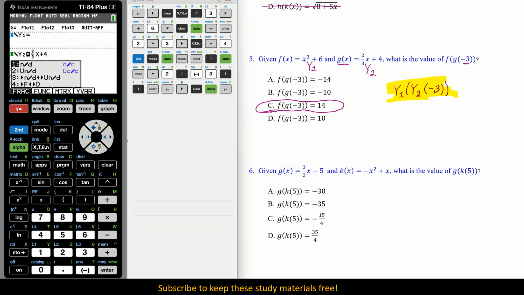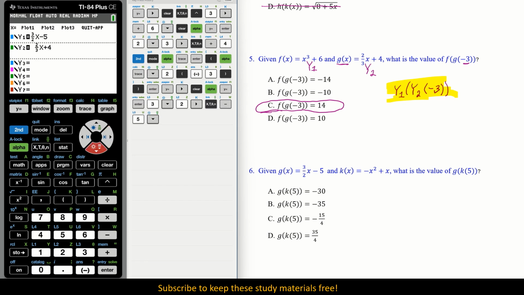So alpha, y1, number 1, y equals number 1 is what I want. But this time I have 3 over 2. Arrow over, and I have x minus my 5. Arrow down, clear everything out, and I have a negative. You have to push the negative because it's leading with the negative. So don't use your subtraction. And now you have x, and your x squared is what we want, and then plus x again.